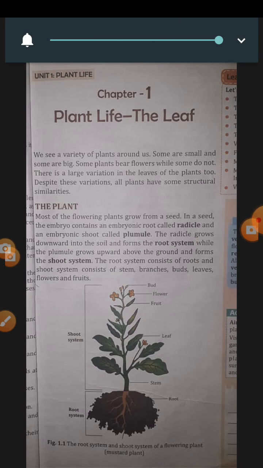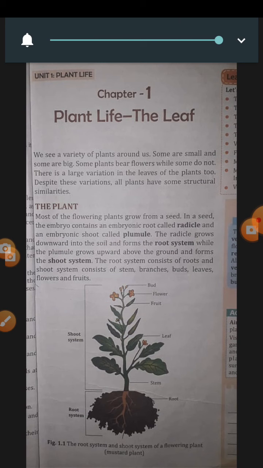It is clearly shown in the picture there are two systems. One is the root system and the another one is shoot system. The parts of these systems are shown in the picture. Root system consists of only roots and shoot system consists of many parts like stem, leaf, fruit, flower, bud, etc.